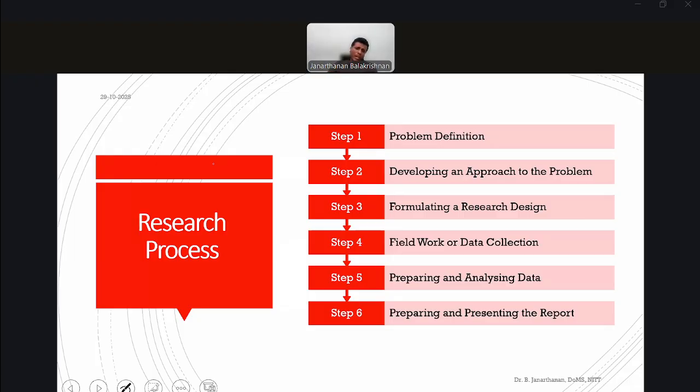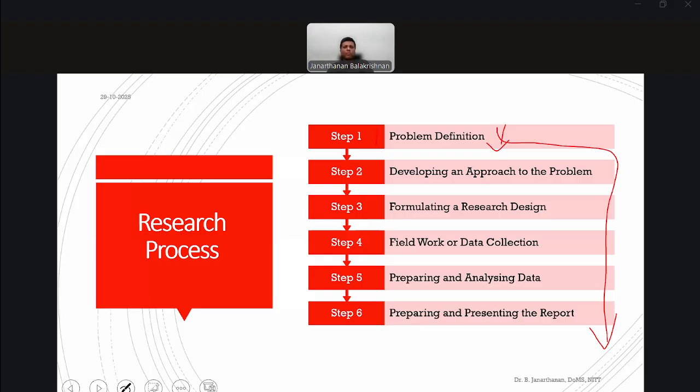First one is step one, the research process. We have problem definition, then approach to the problem, then formulating a research design, then fieldwork and data analysis, and preparing the report. This is the structure that we take our research with. This is the structure, and it need not be linear. At the same time, it is not advised to be non-linear either.